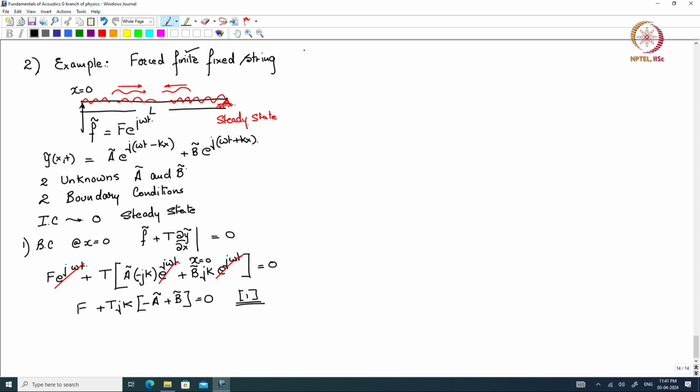Okay. The next condition, the number 2 condition, is that at x equal to L, the displacement y at x equal to L for all time is 0. Okay, it is fixed.